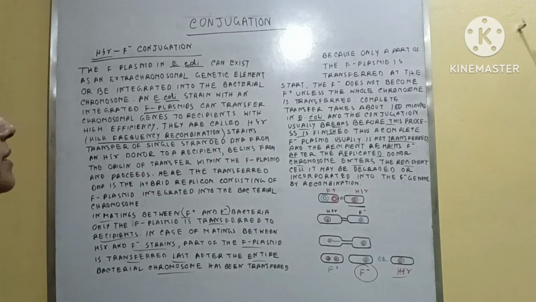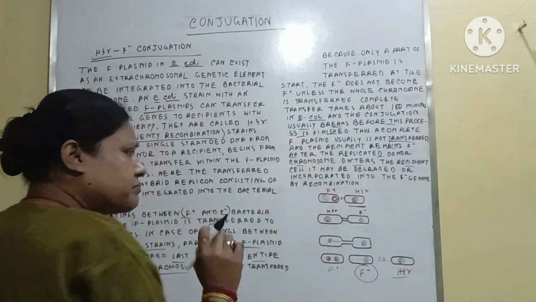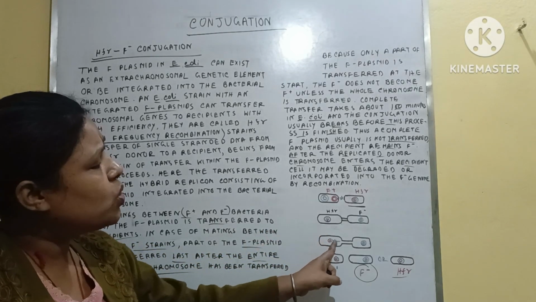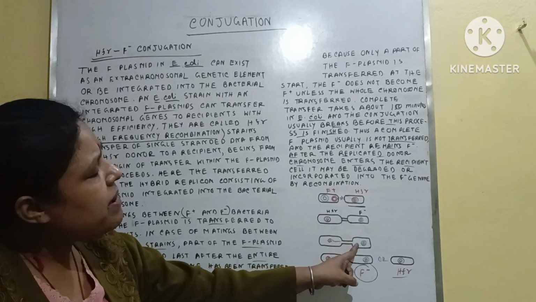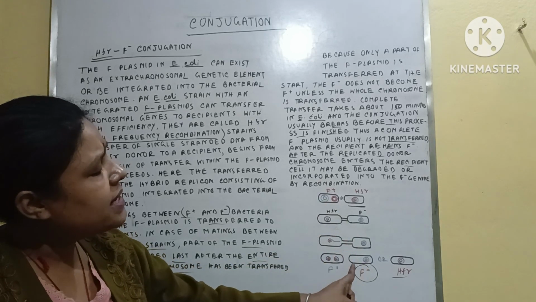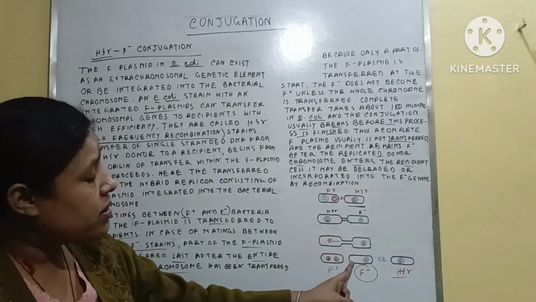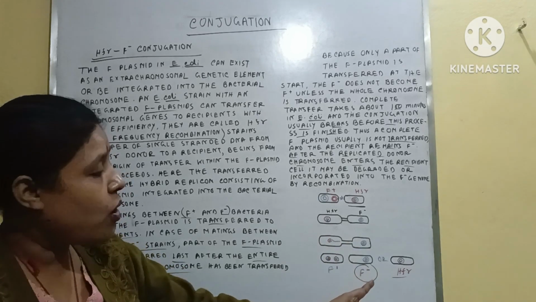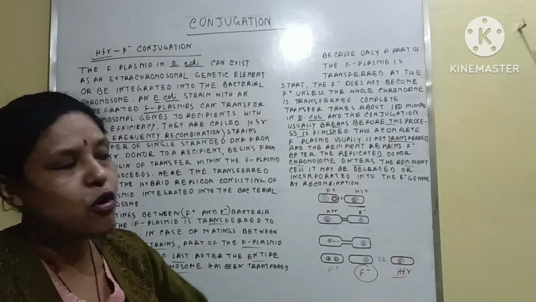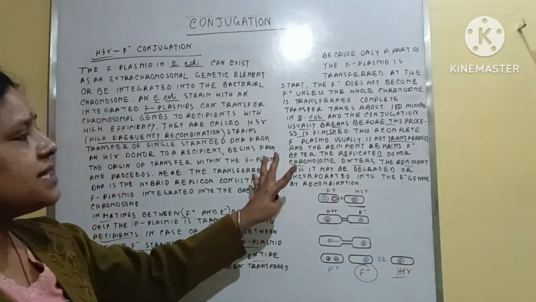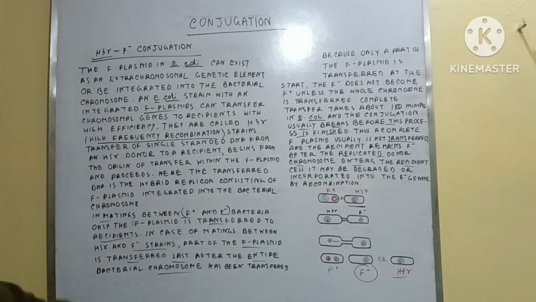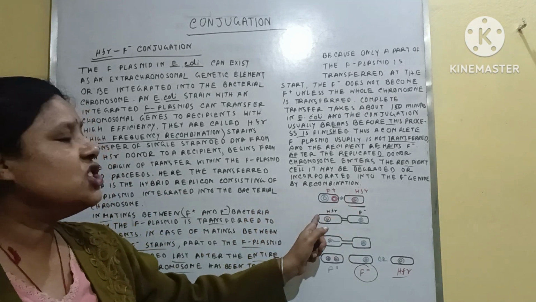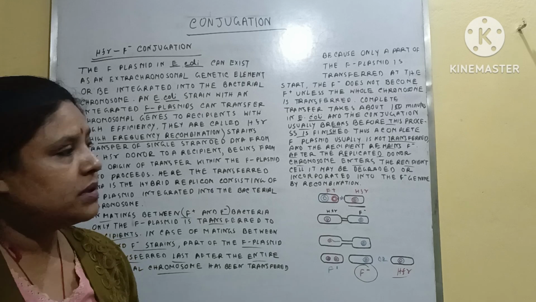So what it is saying is that after this chromosomal DNA enters from the donor to the recipient, the recipient may remain in F minus form, or if the total transfer is completed, it may be converted into the HFR form. So this is the conjugation process that occurs between the F minus and HFR bacteria.